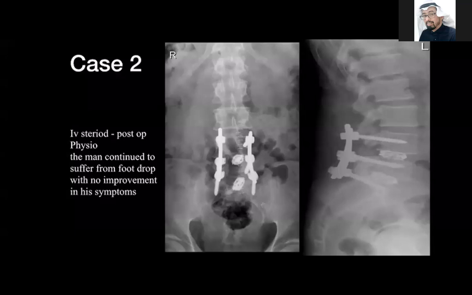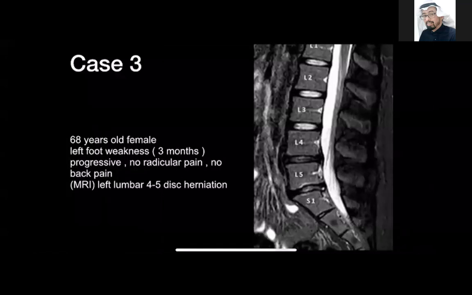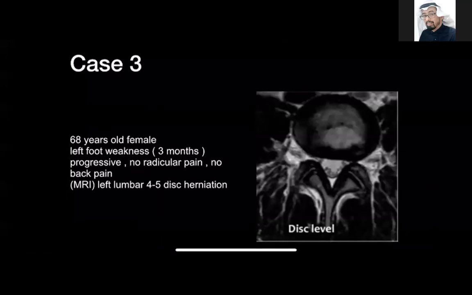The third scenario I would like to present is a 68-year-old female. She had left foot weakness for 3 months, which has become progressive. No radicular pain, no back pain. MRI shows a lumbar protrusion at L4-L5. On the sagittal, nothing is clear that there is a severe stenosis. If you see, there is some discordance between the symptoms and the MRI; it is not clear that there is a severe stenosis compressing the nerve.